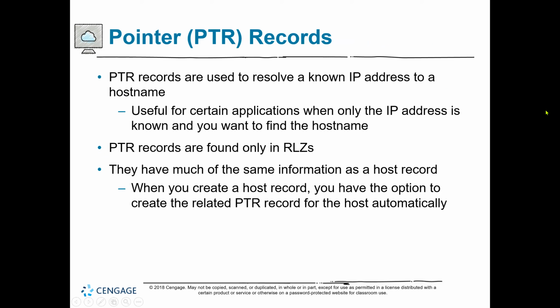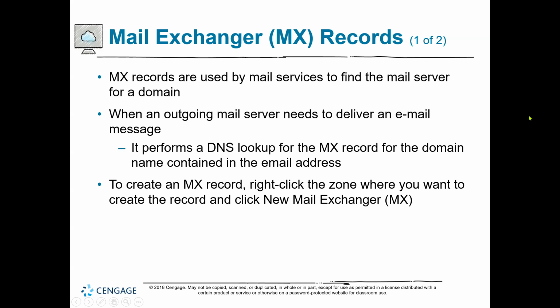PTR records, pointer records, are used to resolve a known IP address to a host name. These are useful for certain applications when only the IP address is known and you want to find the host name. PTR records are found only in reverse lookup zones. They have much of the same information as a host record. When you create a host record, you have the option to create the related PTR record for the host automatically.